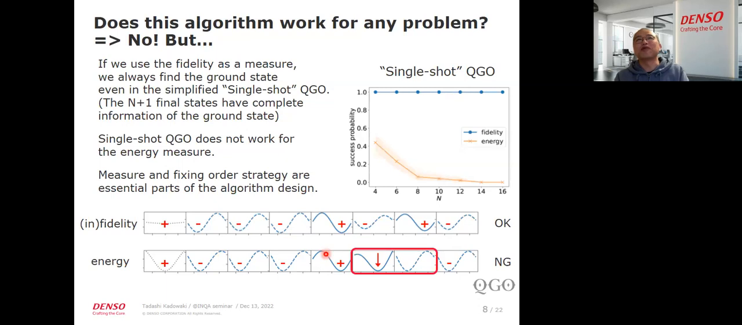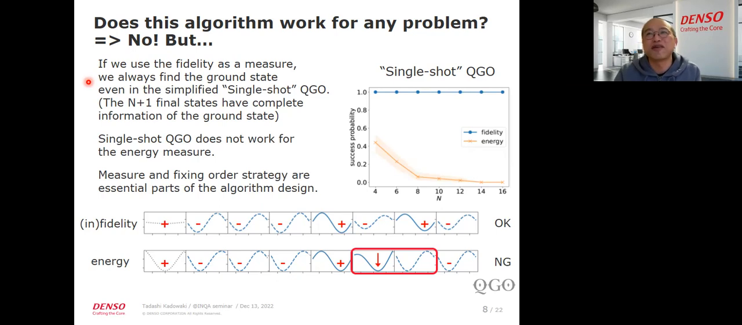So this question arises. Does this algorithm work for any problem? Of course not. So we want to think or study further. But we have an interesting observation. If we use the fidelity as a measure, so far we measured the energy, which is observable. The fidelity is not observable because we don't know the ground state. Fidelity in this case is an overlap of the final state and ground state, which we want to know. So we don't know. But if we know the fidelity, we always find the ground state, even with the simplified single shot QGO. What is a single shot QGO?